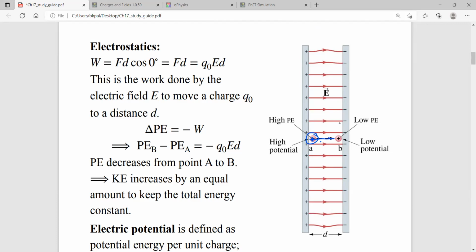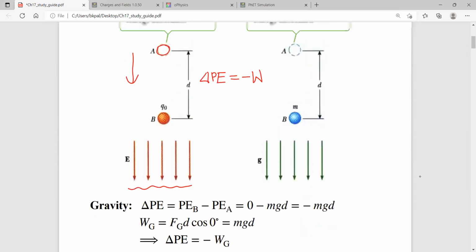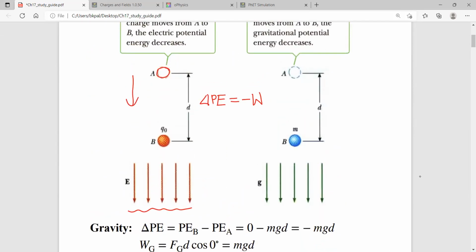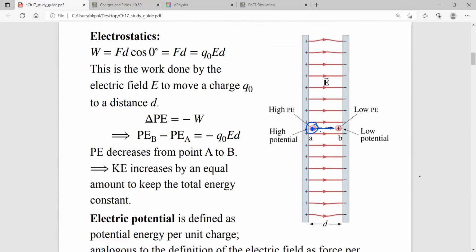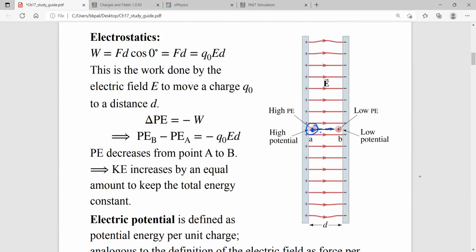Okay, so it is very similar to what you see in the last slide for the gravitational field, right? So here you see that when you have an object here, if you drop it, it automatically follows this line. Similarly, here whenever you have a positive charge, it follows this line. That means here the electric field basically works on the charge. Okay, now let's see what is the work done by this electric field.